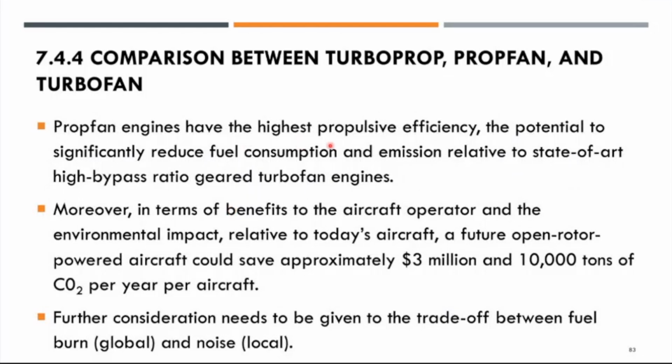The Propfan engines have the highest propulsive efficiency, the potential to significantly reduce fuel consumption and emission relative to state-of-the-art high bypass ratio geared turbofan engines, which are much more popular. And moreover, in terms of the benefits to the aircraft operator or the airlines and the environmental impact relative to today's aircraft, a future open rotor powered aircraft could save approximately $3 million and 10,000 tons of CO2 per year per aircraft. That's quite huge.